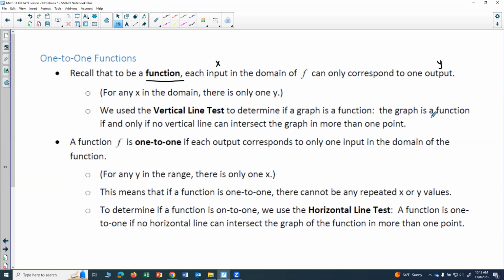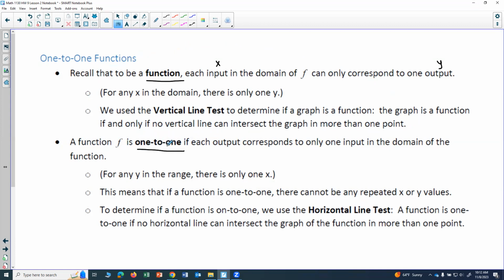The graph is a function if and only if no vertical line can intersect the graph in more than one point. So we did all of that when we were first introduced to functions back in the first unit. Now we're looking at whether or not a function f is one-to-one.